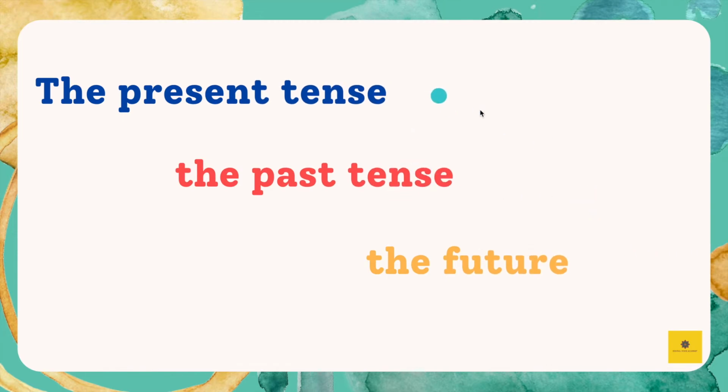We will see here three tenses. We have the present tense, the past tense, and the future. But in Tunisian we use also the past continuous and the present continuous, which we can see eventually in other lessons. Now we are going to see the three basic ones.